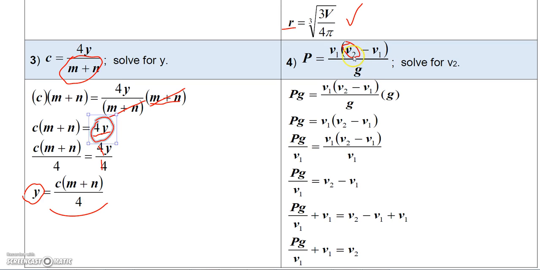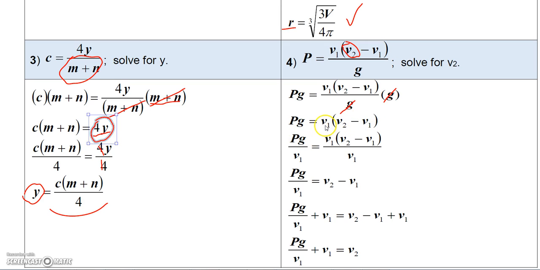So now what I'm going to do, again, I'm going to get rid of the denominator here. So if I multiply both sides by G, so if I multiply everything on the right by G, just multiply this expression by G, then the G's will cancel. And then since I multiplied on the right by G, I got to multiply on the left by G. So that just gives me PG. So now I just get this numerator, V1 times V2 minus V1.